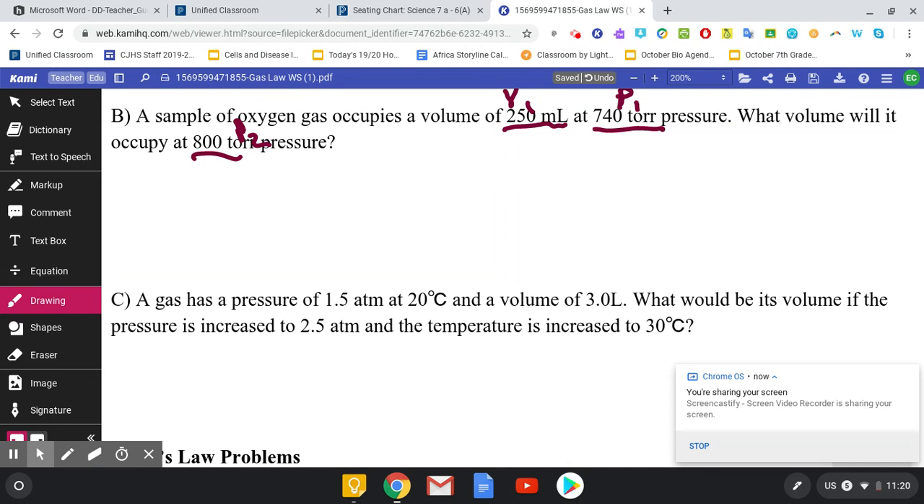Again, just like before, we're not given what the second volume is, and that's what we're going to have to solve for. So here's the deal. In this case, we're dealing with volume and pressure. Volume and pressure have a direct relationship. This one goes up, so does the other one. And volume and pressure, when we're working with just those two variables, signals to us that we're using Boyle's law. This one is an example of Boyle's law.